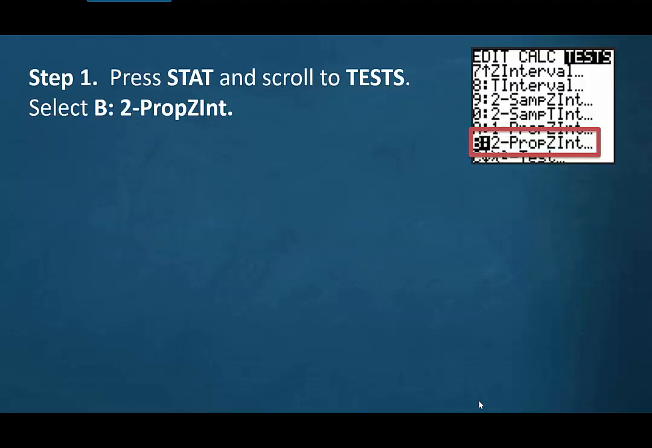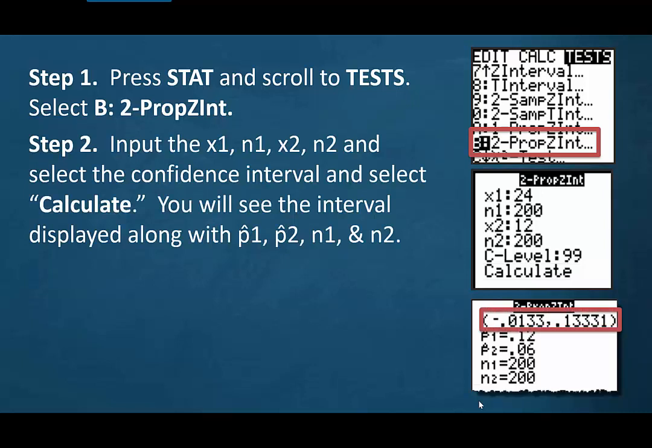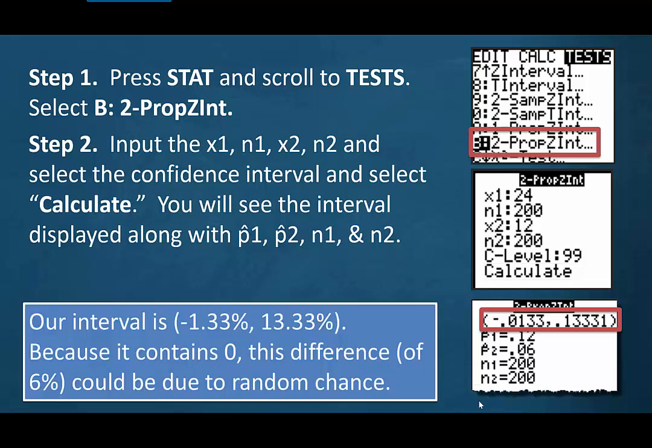We're going to go ahead and run our interval. So we go to Stat, go to Test, select B, 2-PropZInt. Step 2, input the x1 in 1, x2 in 2, and then select the confidence interval and calculate. So our interval is negative 1.33 to 13.33%. Because it contains 0, this difference of about 6% or so could be due to random chance. So even though medication A had double the number of patients who still had hives, this difference still could have occurred by random chance.